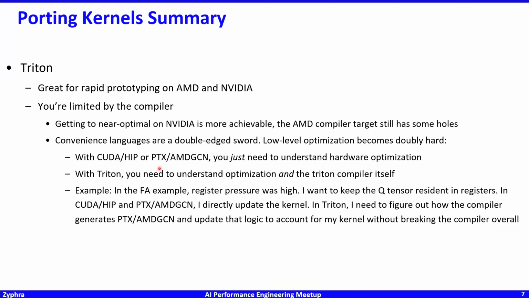With CUDA, HIP, or PTX, AMD GCN, these low level programming models and assembly languages, you just need to understand the hardware optimization. I just needed to come to the conclusion, for example with my register optimization, that I need to keep Q in registers, and I'm done. I implement it quickly in these lower level languages. But with Triton, I both need to understand that I need to keep Q in registers, and I also need to understand the Triton compiler enough to change it so that it can handle this edge case. That's an added complication. So optimization can sometimes take longer if it touches the compiler in any way.